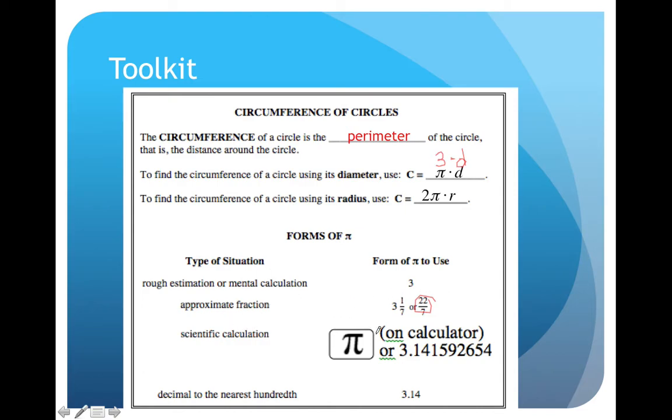For scientific calculation, there is actually a pi button on your calculator, so if you're near the blue calculators, you can look on there and there should be a pi button. We're not going to use that, but it goes out as many digits as will show on the calculator. We're going to go with this one, decimal to the nearest hundredth. When you calculate things for homework or on a test or quiz, we're just going to use 3.14. So that's the most important one for you to remember.